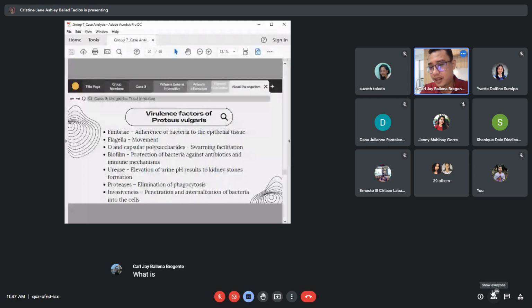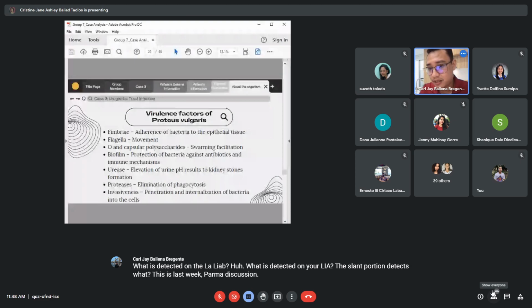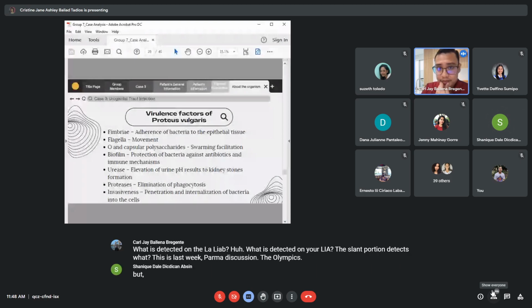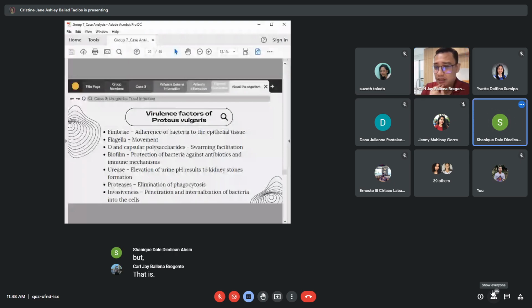What is detected on the LIA? The slant portion detects what? This was just last week's discussion. You already forgot it in your laboratory? That is lysine.